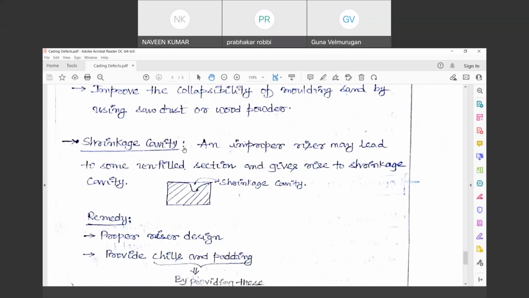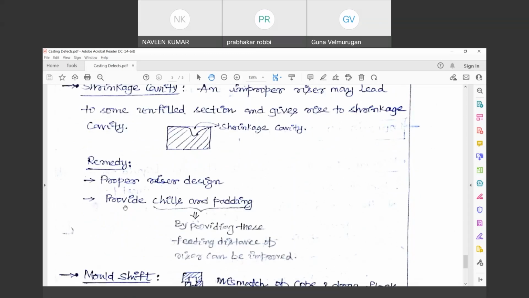Okay. Next is shrinkage cavity. We have already seen this when discussing pattern elements. Solid shrinkage is taken care of by the pattern, and the other two, liquid and solidification shrinkages, can be compensated by the riser. If you are not providing a proper riser, the material will shrink, because a material with some coefficient of thermal expansion alpha shrinks when you cool it. If you are not providing a proper amount of material there, it will shrink. That is why shrinkage is formed. So what is the remedy? Good riser design. Sometimes you can provide chills and padding, which will help avoid the shrinkage cavity.